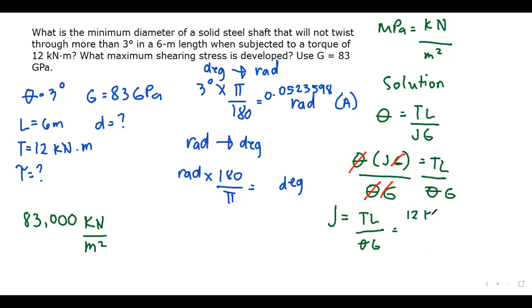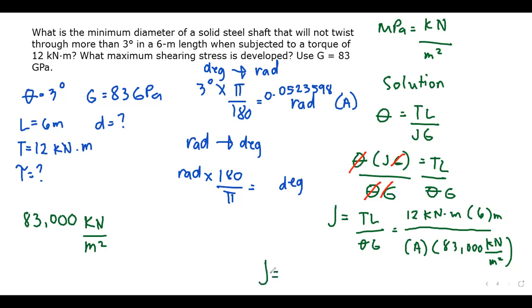So, T is equals to 12 kilonewton meter times 6 meter all over A, or 0.05 something. A na lang muna. Multiplied by 83,000 kilonewton per m squared. Okay? Automatic yan guys, magka-cancel out lahat ng unit hanggang ang matira ay unit for J, which is meter raised to 4. So, J is equals to, di pa yun yung final answer, pero kailangan natin yan para ma-solve yung dalawang unknown. 12 times 6 divided by alpha A times 83,000. So, we have here J.